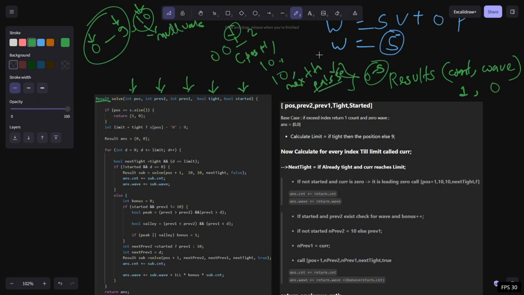It hasn't started. We pass next-started, and we pass previous and second previous, or first previous, as 10, which is invalid. 10 here represents null, so this basically means the number hasn't started yet. It acts as a leading zero. Now next, if it's not a leading zero, if we got a zero, the first case is we get zero but it already started, or we didn't get a zero.